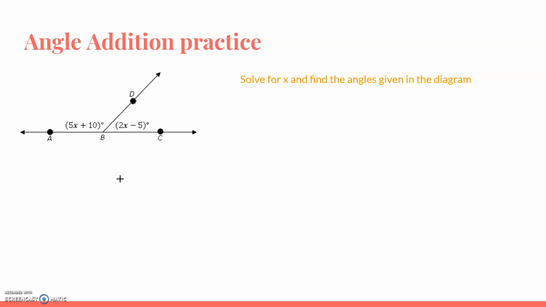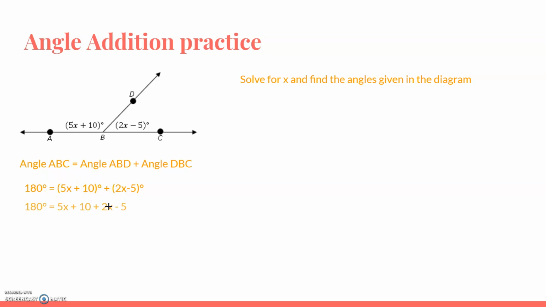Alright, now that you're back, first, angle ABC, the straight angle, or 180 degrees, is equal to angle ABD, which is 5x plus 10, plus angle DBC, which is 2x minus 5, and should equal 180 degrees. So next, 180 degrees is equal to 5x plus 10 plus 2x minus 5.